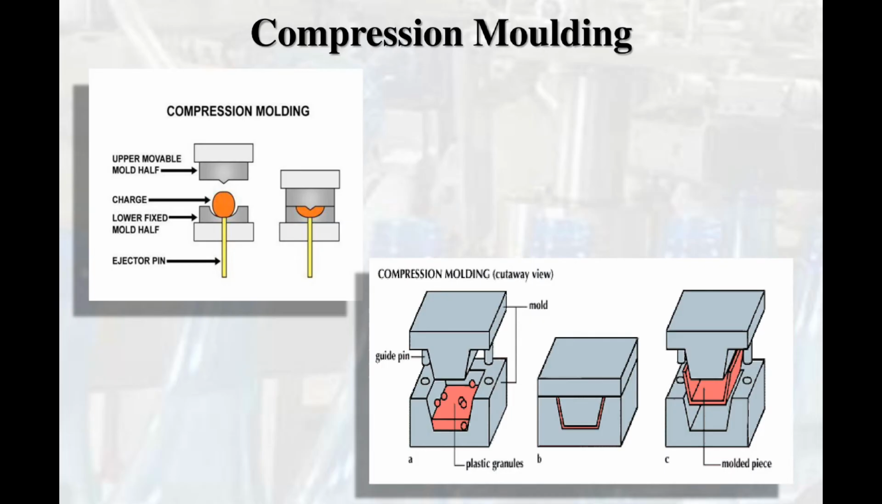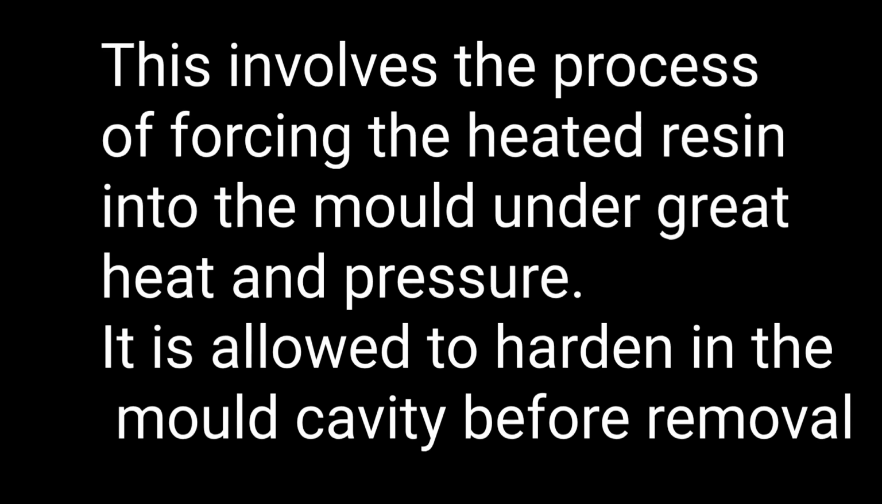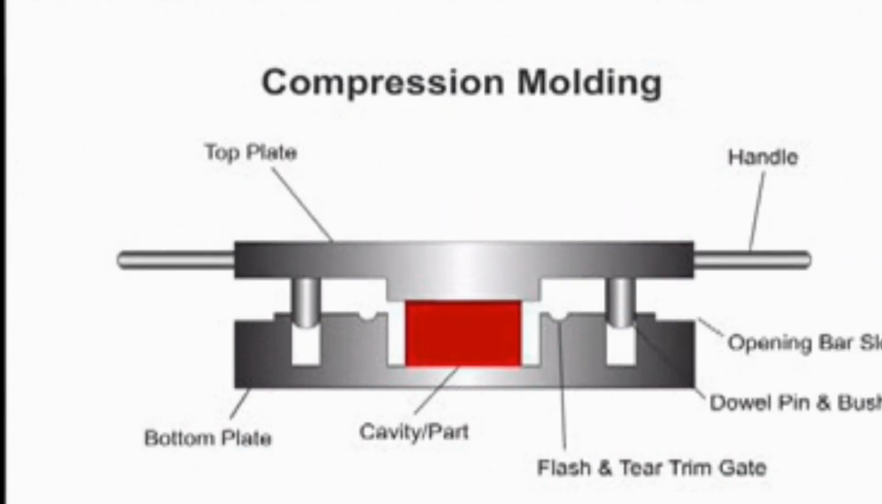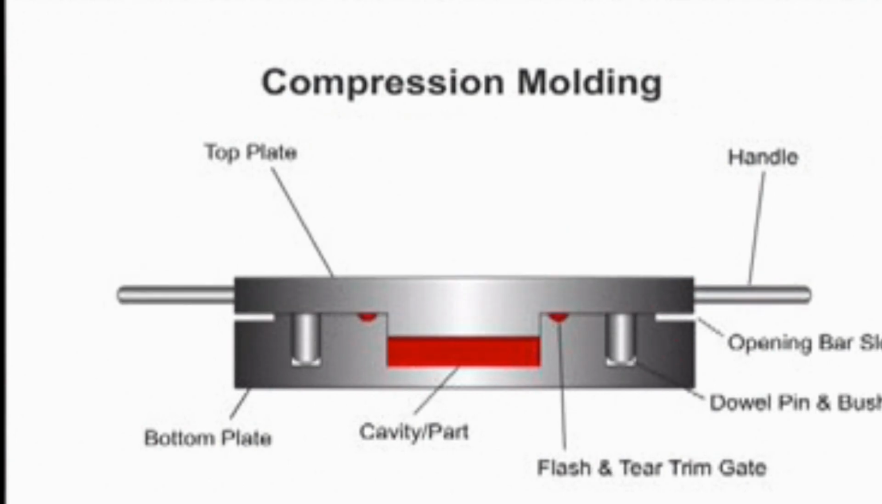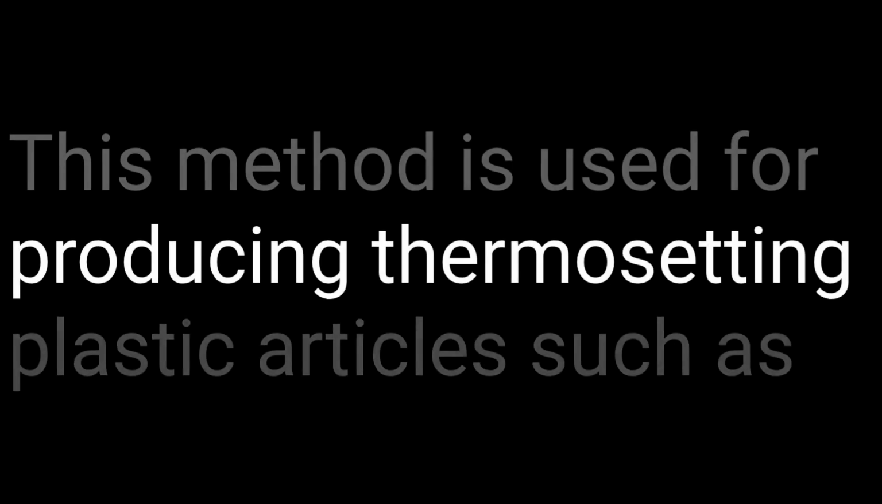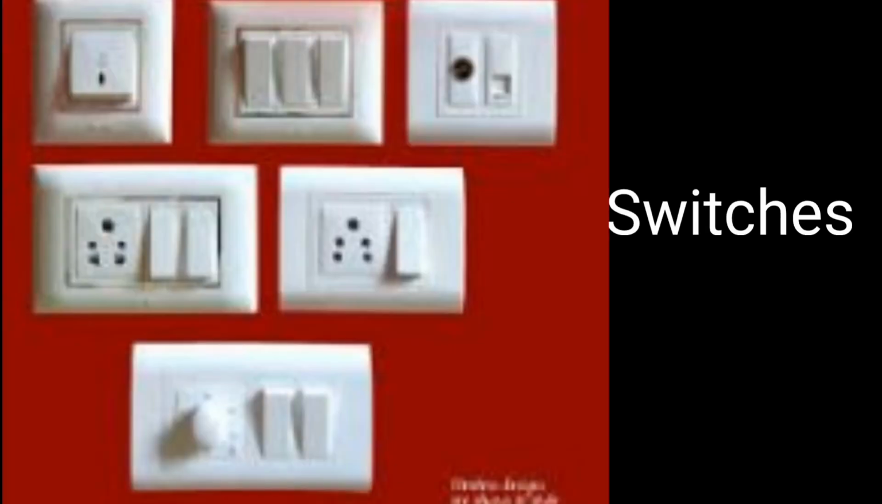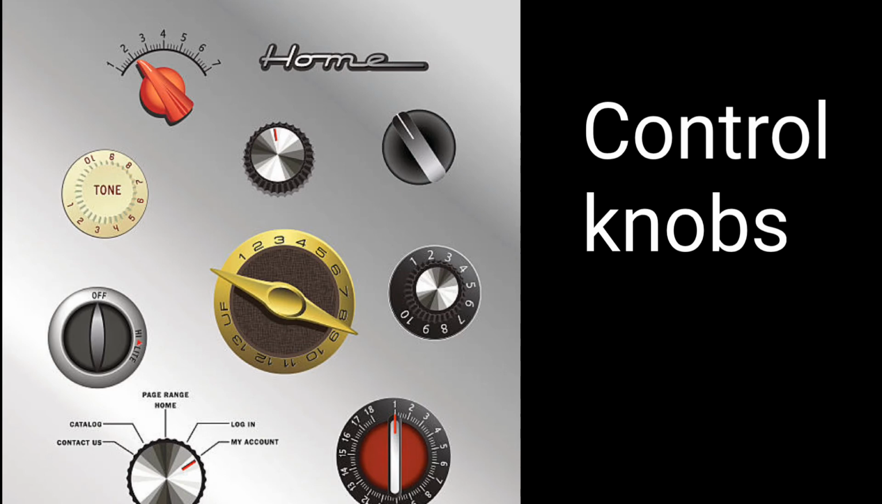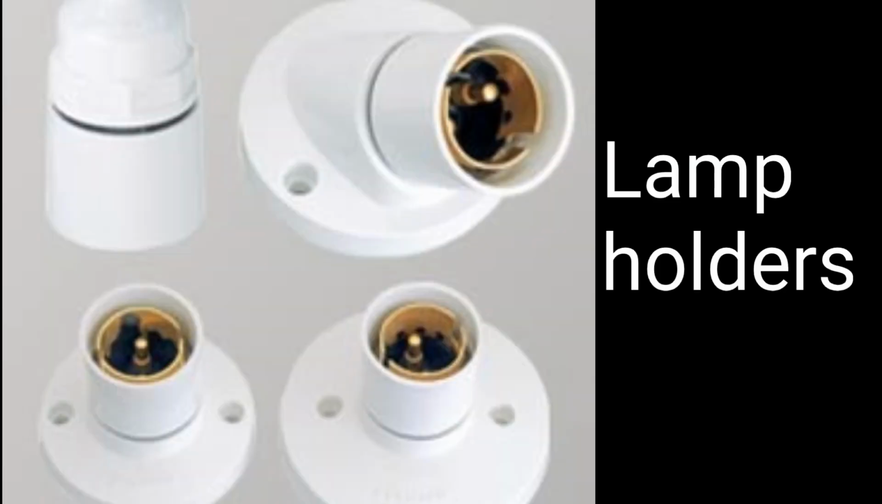First, compression molding. This involves the process of forcing the heated resin into the mold under great heat and pressure. It is allowed to harden in the mold cavity before removal. Thermoset plastic articles such as switches, sockets, control knobs for appliances and lamp holders can be produced with this method.